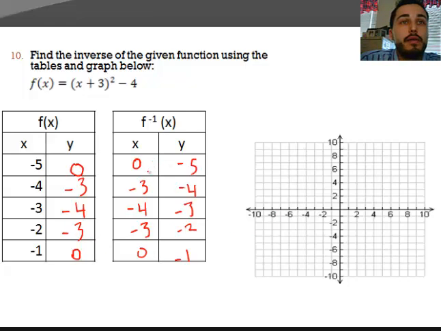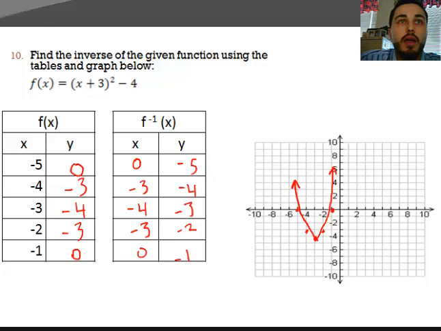So now we're going to graph both of these here. I'm going to graph all my points. I'm going to start with my vertex. My original was negative 3, negative 4. And then these were the rest of the points. So this is my original.